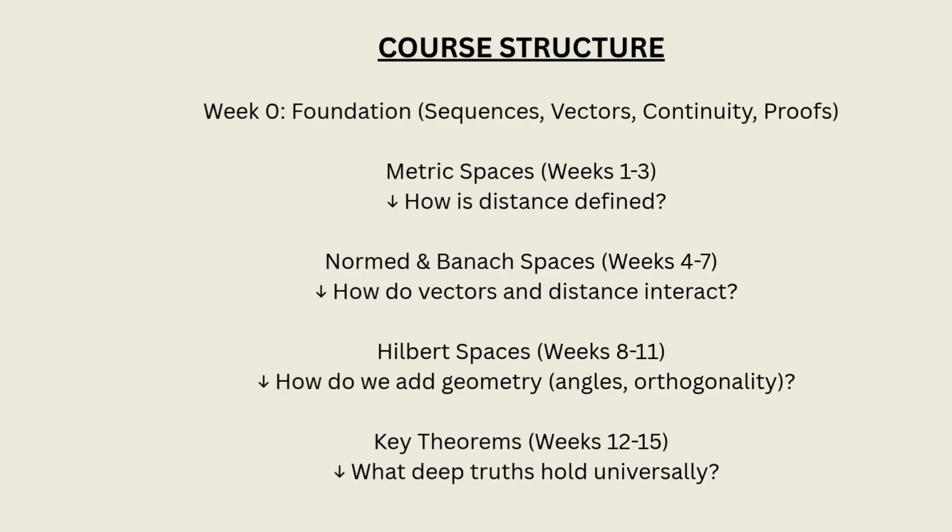And next are the key theorems that tell us what deep truths hold universally. There are four deep theorems: Baire category, Hahn-Banach, uniform boundedness, and the open mapping theorem. Notice the progression. Each stage adds one more layer. First we define metric spaces, then we add algebra to metric spaces, then we come towards normed and Banach spaces, then we add geometry to these spaces and we get Hilbert spaces, and then the real applications.